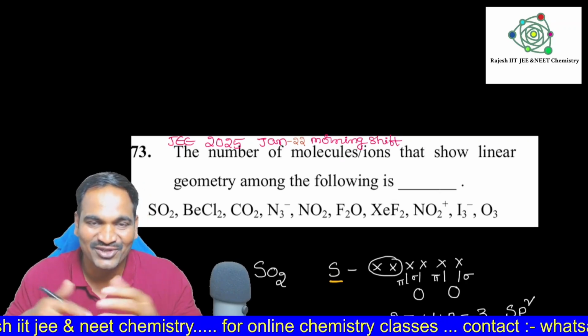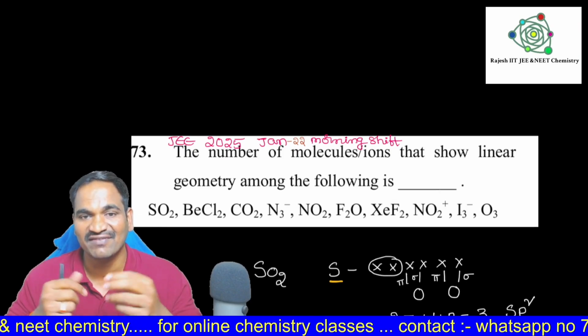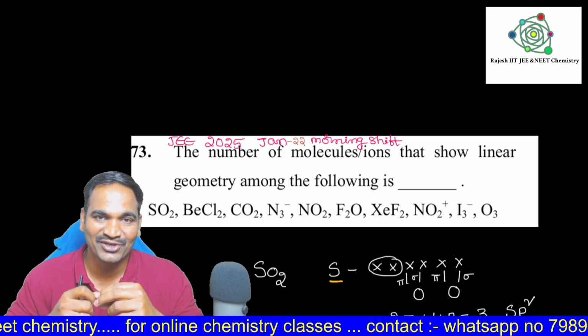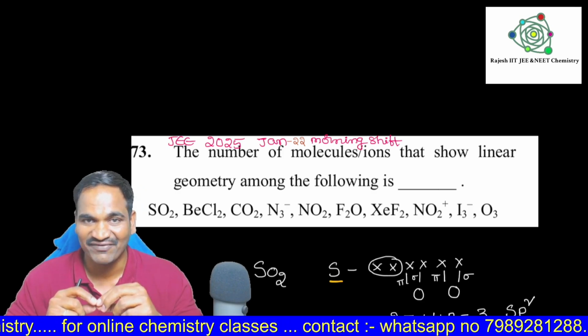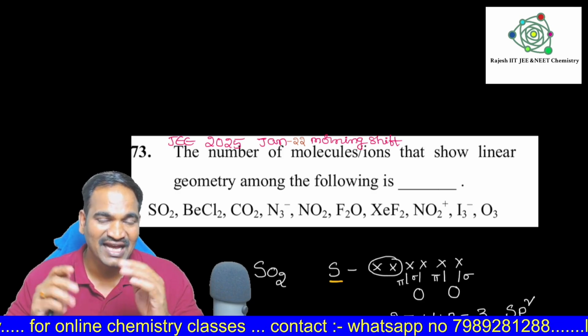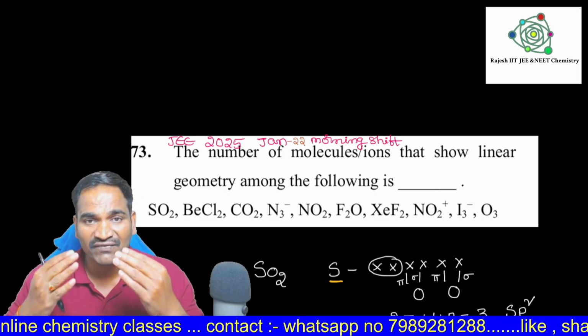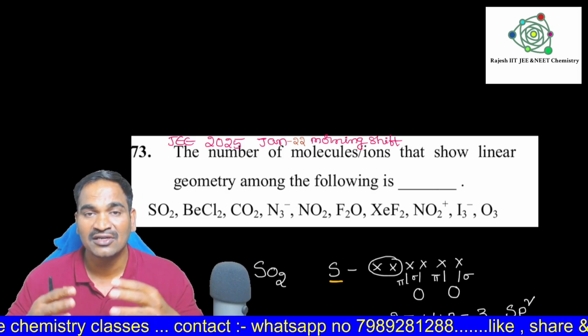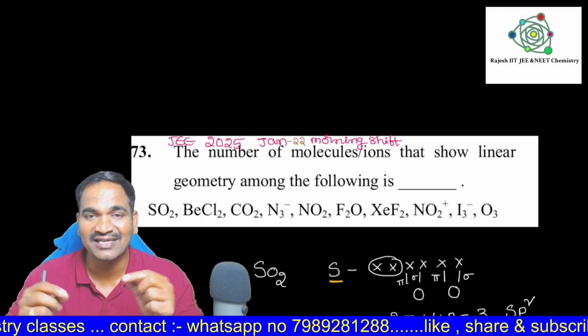Hello students, today we are going to focus on the chemical bonding question which was given in JEE 2025 January 22 morning shift, question number 73. In this question they have given some molecules and ions. From those molecules and ions, how many molecules or ions show linear geometry? That is the question.